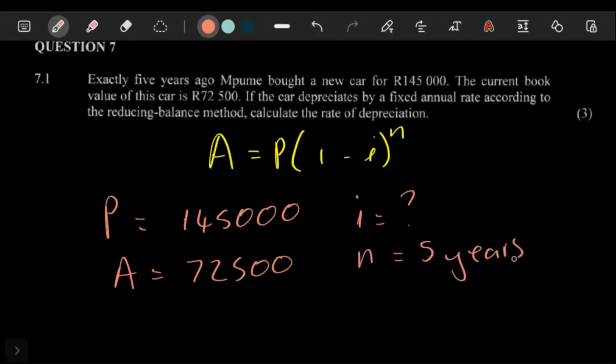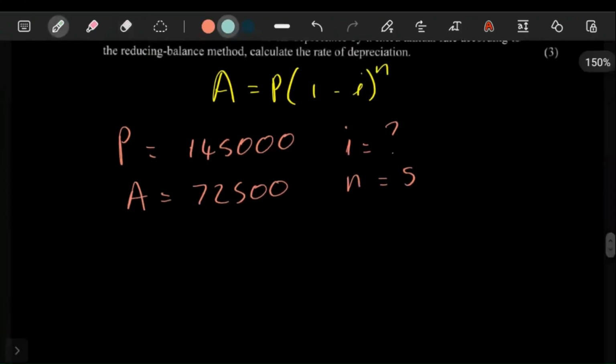You see, they said it's a fixed annual rate, so they didn't say it was compounded monthly or anything. They just said fixed annual rate. So in a situation like that, we can just leave n as 5, you see. So putting stuff in our expression here, A is 72,500.